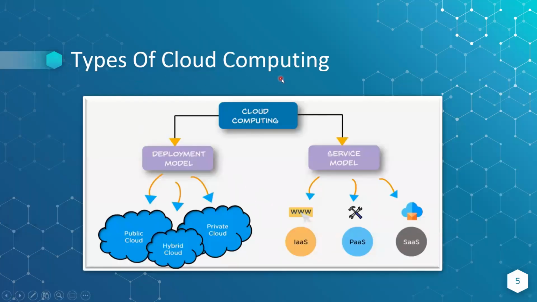Types of cloud computing. There are two types, you can say two models, for cloud computing. One is the deployment model and one is the service model. So let's discuss the deployment model first in the next slide.